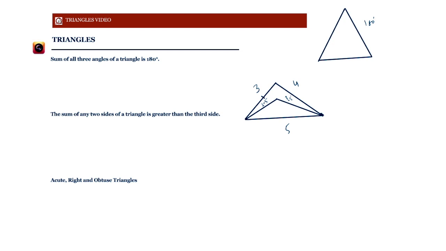The moment I make these lines of length 2 and 3, they are going to lie flat on this line. They cannot rise up. 2 and 3 will lie flat on the 5 line because 2 and 3 add up to 5. So now they can't make a triangle at all. That is why the sum of any two sides of a triangle is always greater than the third side.